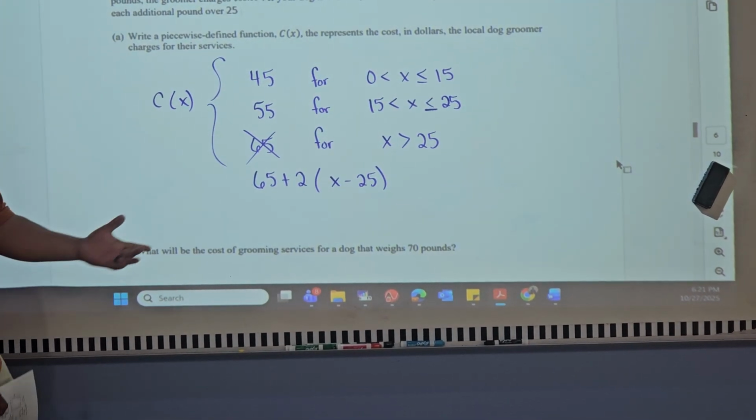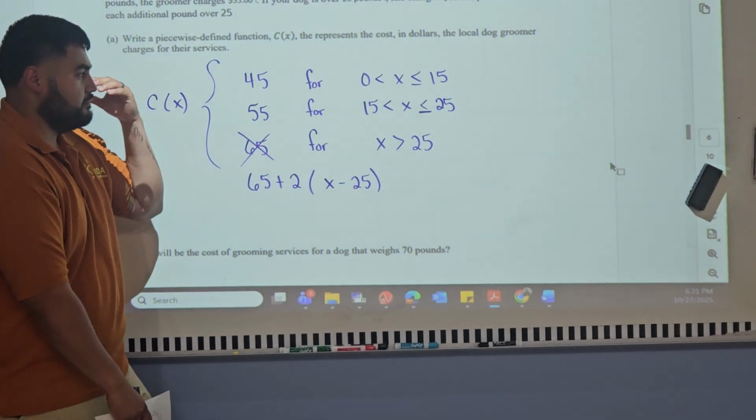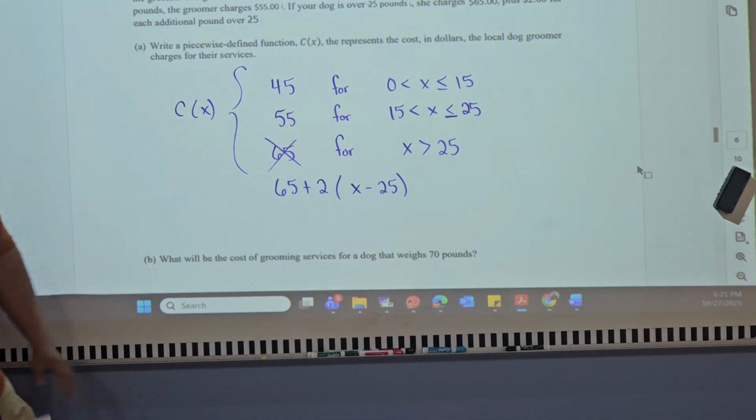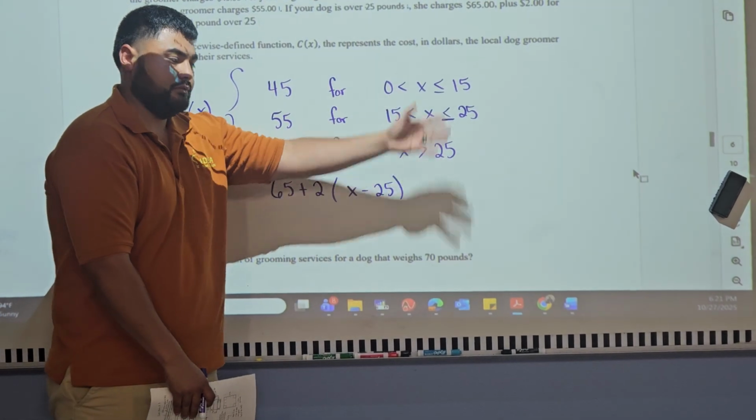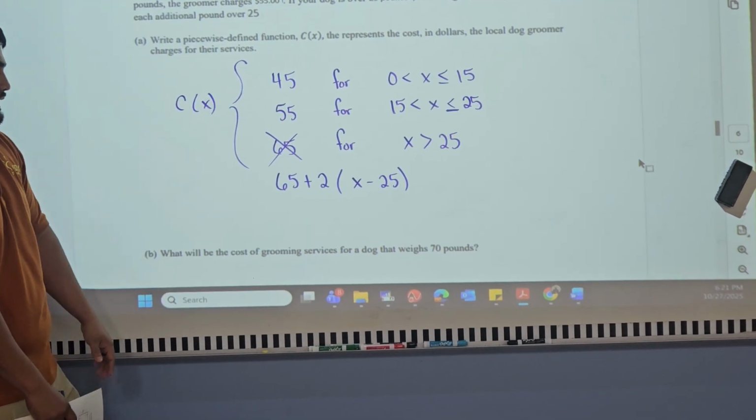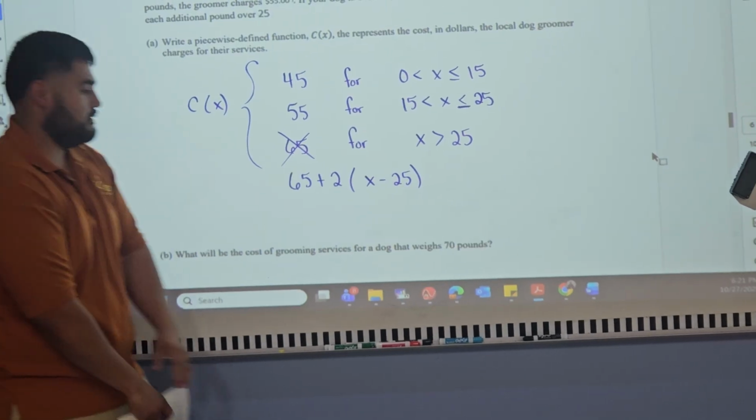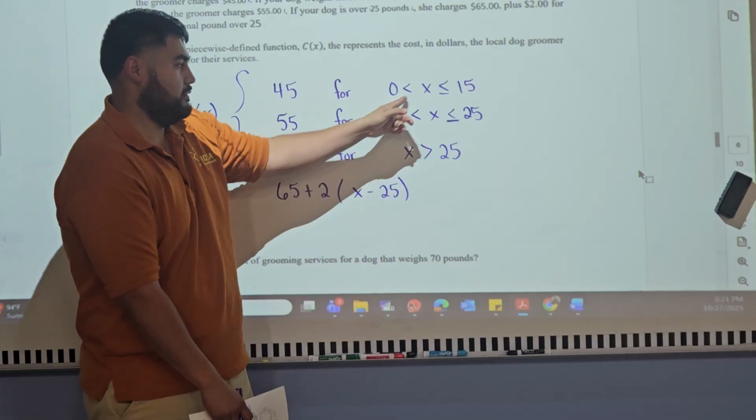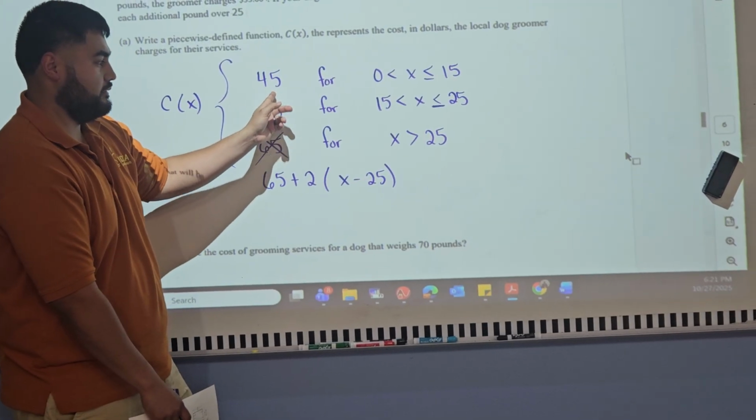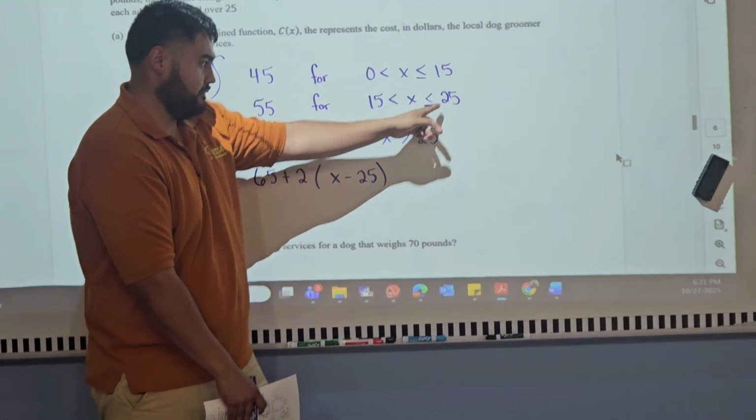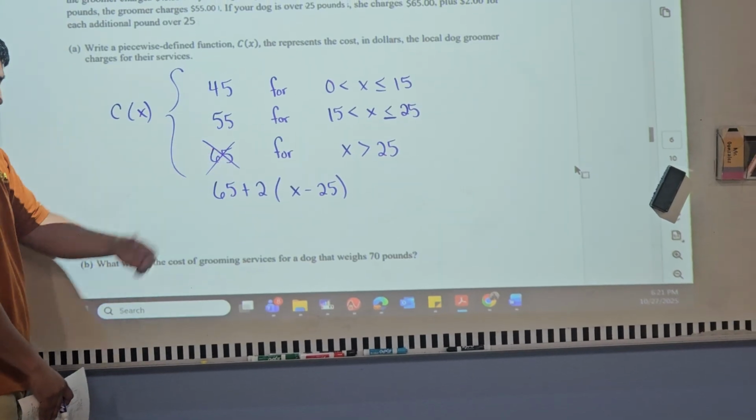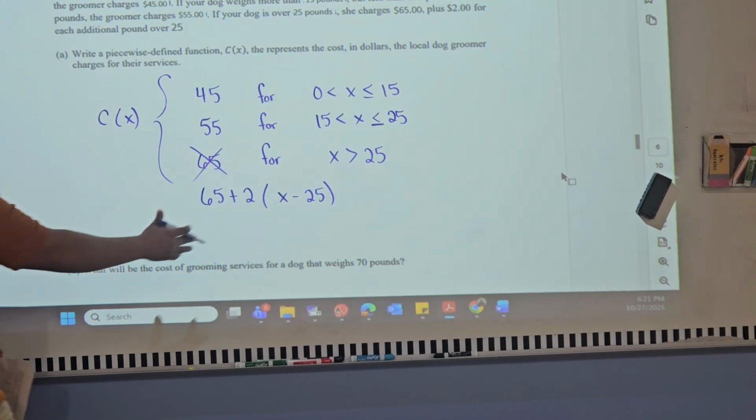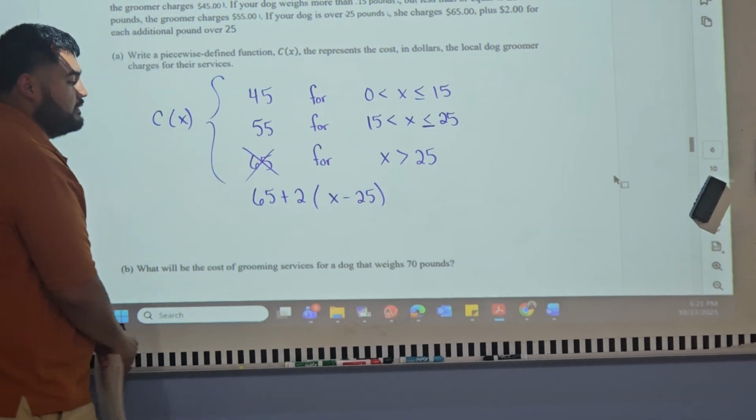So how do we apply the piecewise function that we just created? We have to focus here on our domain restrictions. 70 pounds. It's a heavy puppy. So is 70 between 0 and 15? No. So I'm not going to pay 45. Is it between 15 and 25? No. So I'm not going to pay 55. So now I have to consider this final equation, because this is considering anything that's over 25.